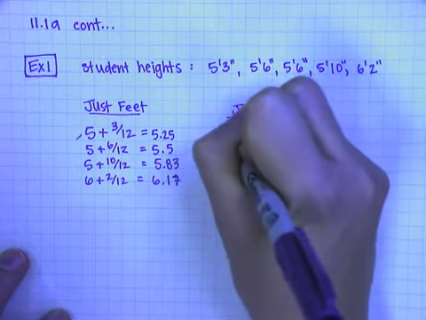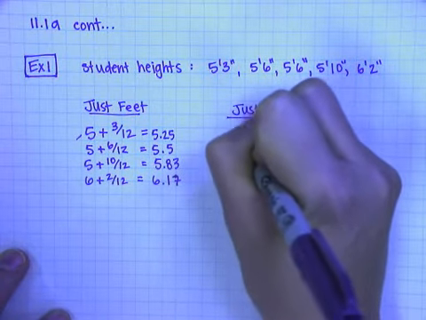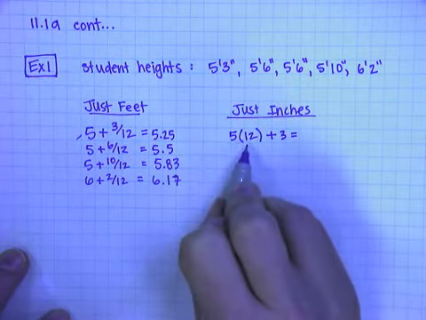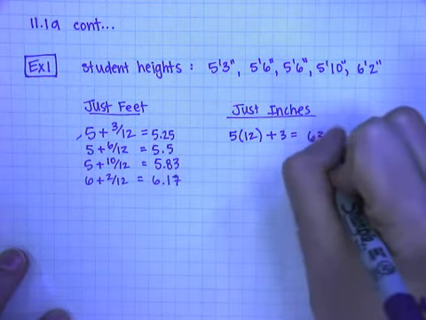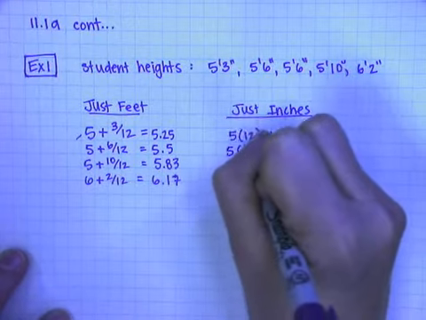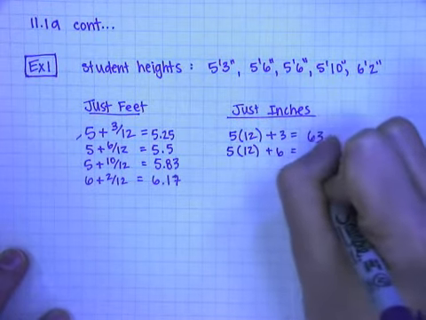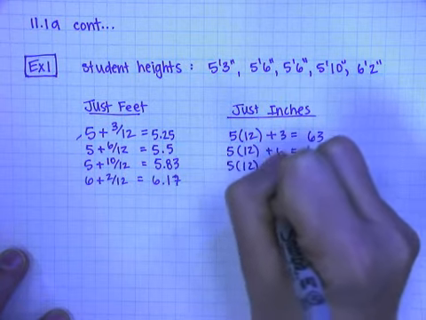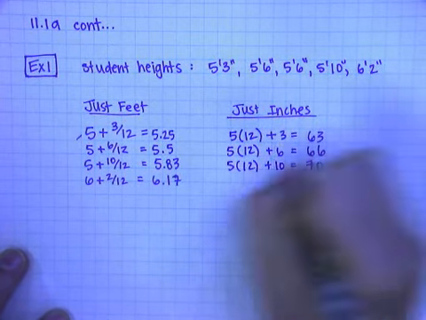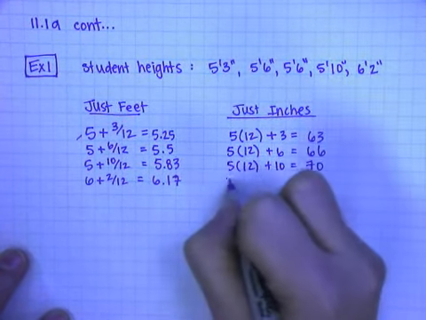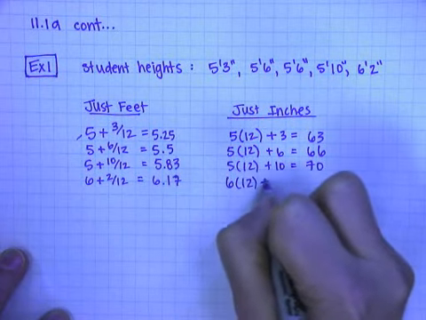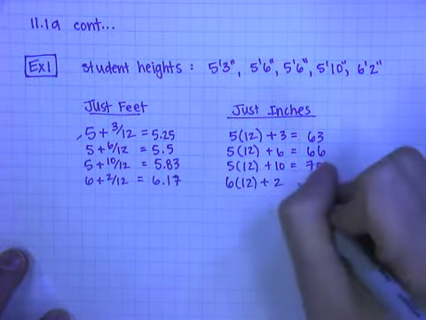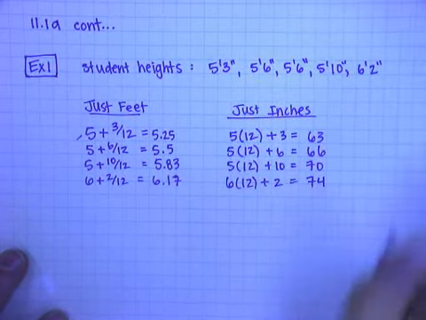And so we saw today that I could do 5 foot 3 inches by multiplying 5 by 12 and then adding 3. 5 times 12 is 60, plus 3 is 63. And then I could do 5 times 12 plus 6 to get 5 6. That'd be 66. 5 times 12 plus 10 would give me 70. And then 6 2, I would have to do 6 times 12 plus 2. Let's see, 6 times 12 is 72, plus 2 is 74.